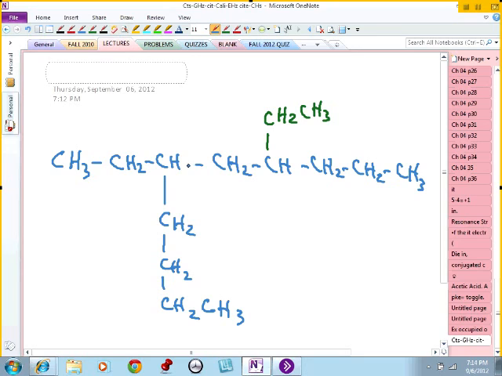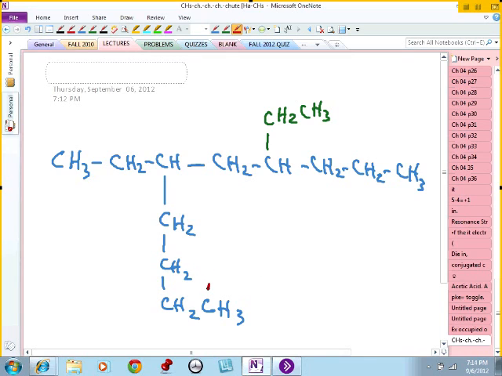Okay, so what will be the name of this alkane molecule? Let's start with, what is the longest carbon chain? 8? Okay, where do you start counting? From what end? From here? Okay, so let us see whether you are right.